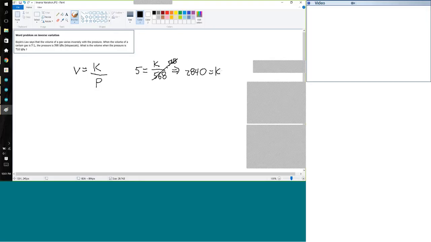What is the volume when the pressure is 710 kilopascals? So they're saying, what is our volume, which we don't know, when we have our K, which is now 2840, divided by 710. Fortunately, I can tell that one's going to be V is equal to 4. Everyone following along so far?